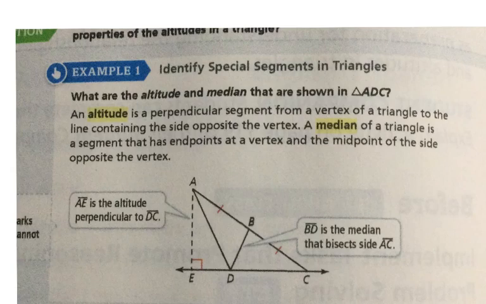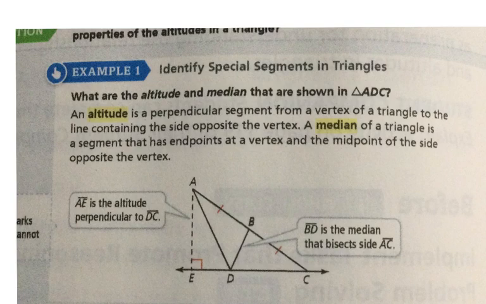Words that we haven't had before. And we're going to have to make sure we know which rule goes with which point of concurrency. So the first thing we're going to look at is the altitude and the median and what those mean.